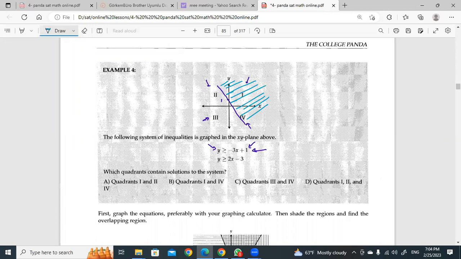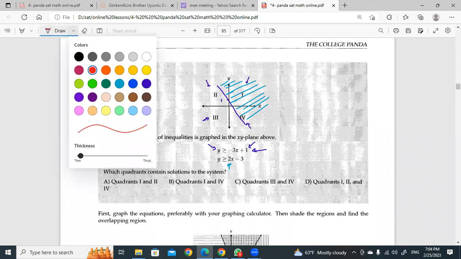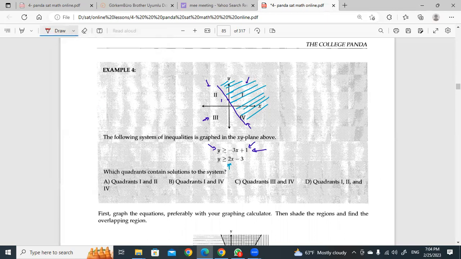What about the second line? The second line is 2x minus 3. What is the meaning of 2? The slope is positive, so I have to draw the other line. Is it going up or falling down? Up. It's going up and it hits the y-axis at negative 3. So let us say that this is the negative 3, and this line is going up like this.